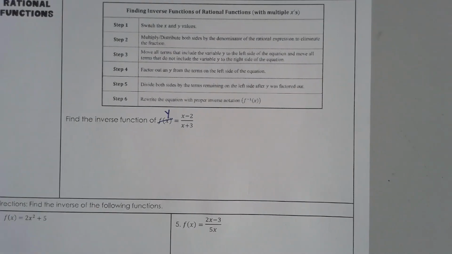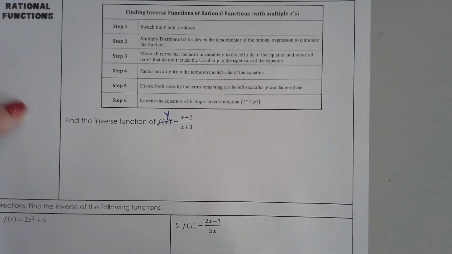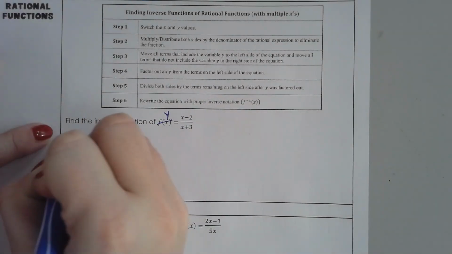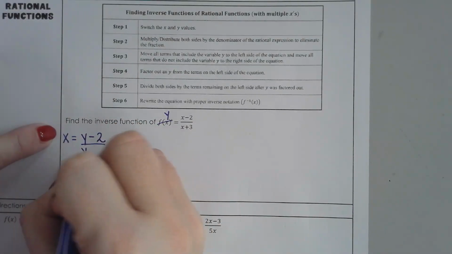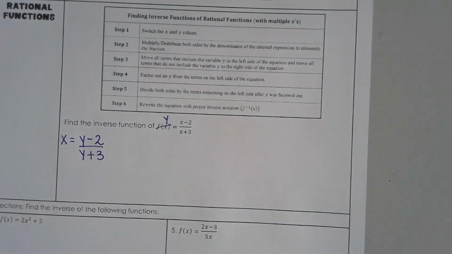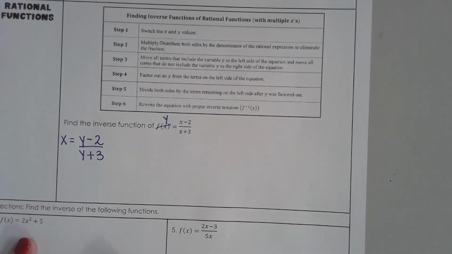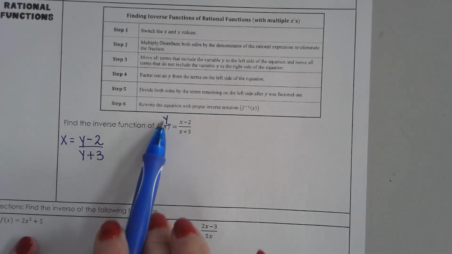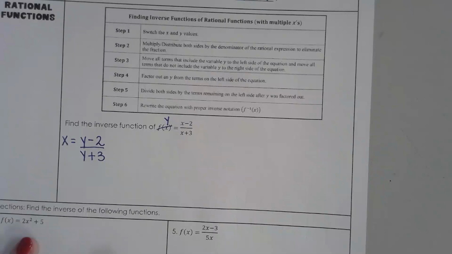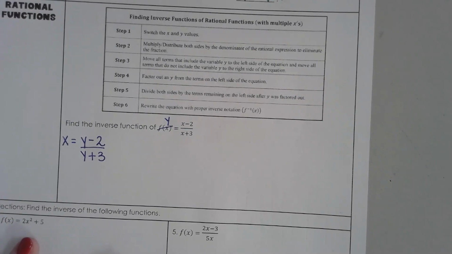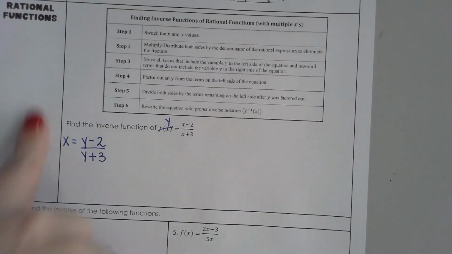The first thing we want to do is switch the x and y values. So I'm going to write this as x equals y minus 2 over y plus 3. So any y becomes an x, and any x becomes a y. And our goal is to solve it in a way to get just one y all by itself. And so you'll pretty much always do the same steps with these.